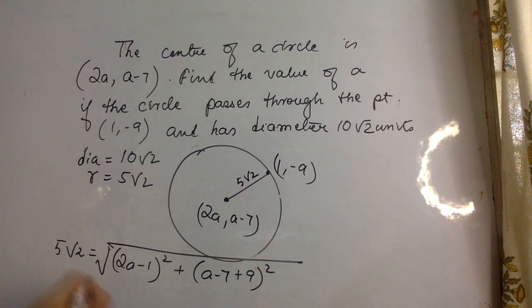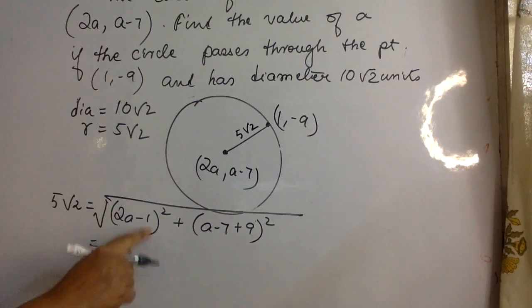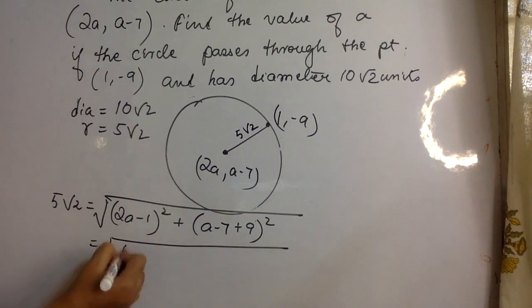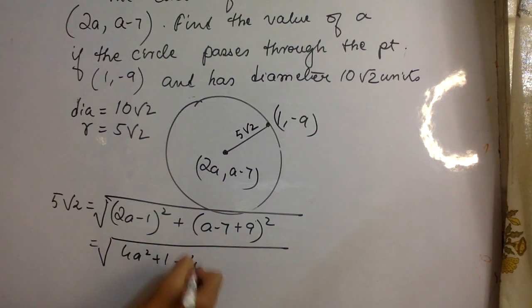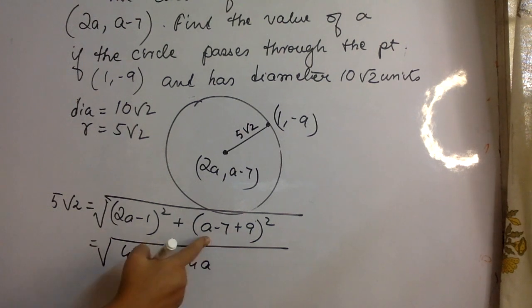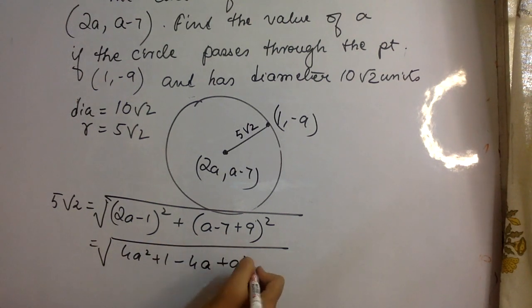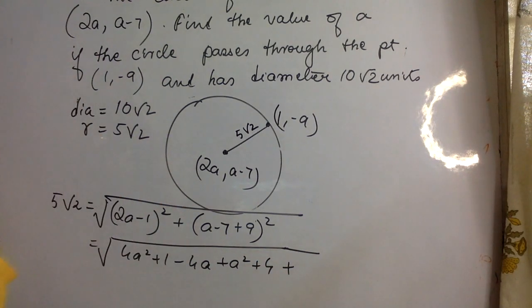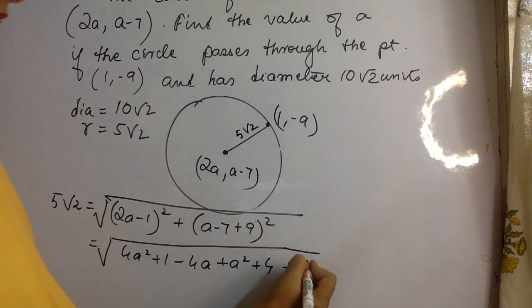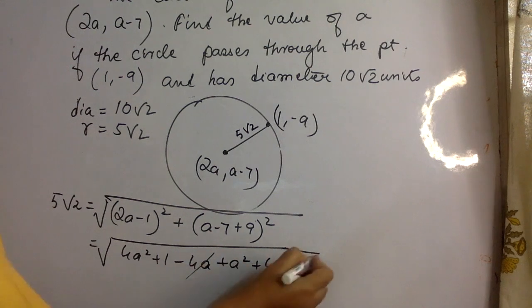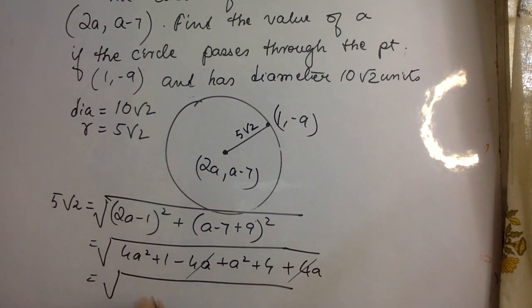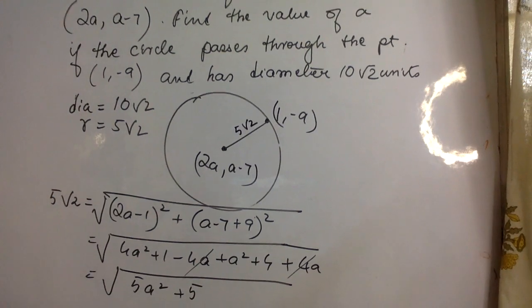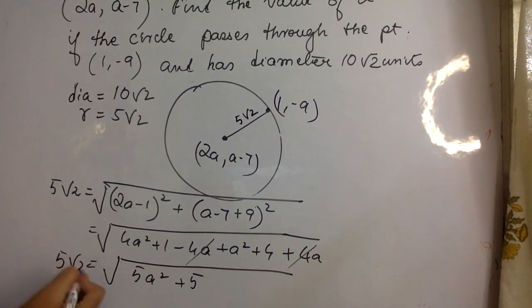Okay, so that gives me how much? I am going to use a plus b whole squared, a minus b whole squared here. So here it is 4a squared plus 1 minus 4a. Okay, this is a plus 2, I can see. So plus a squared plus 4 and plus 4a. Yeah, because this had become a plus 2. Now cancel this out. What am I getting here? I am getting 5a squared plus 5. Yes, 5a squared plus 5 is equal to 5 root 2.